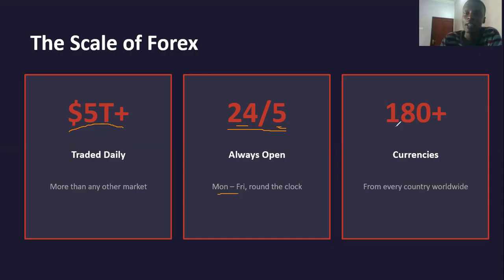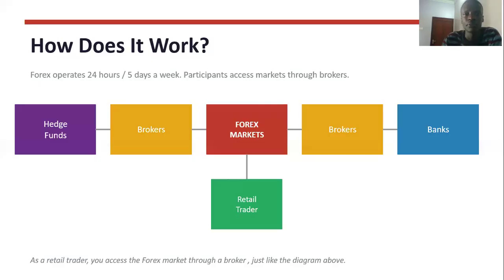Then the other one: there are many currency pairs, over 180 currency pairs that are paired up against each other. So those are some of the main characteristics of the Forex markets. Let's now look more at how it works.